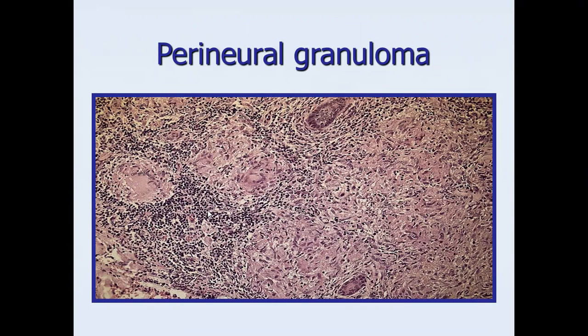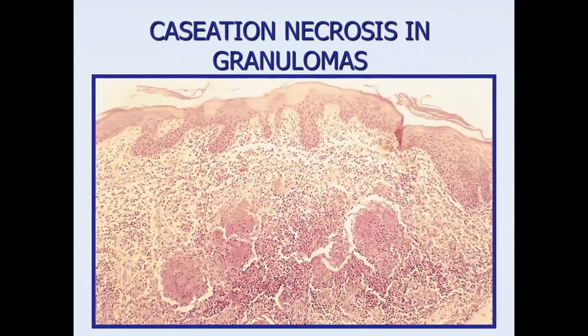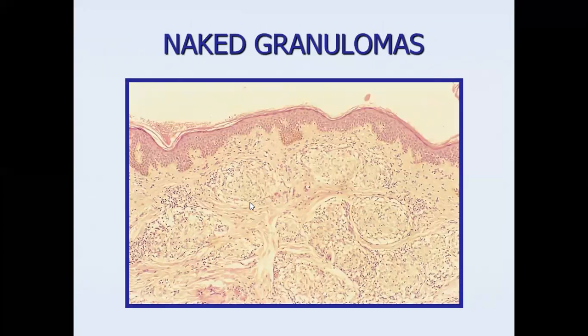Granulomas may be seen surrounding the nerves, and these perineural granulomas are a typical feature of tuberculoid leprosy. The granulomas can be associated with caseation necrosis, which is structureless, and the granulomas are seen surrounding this caseation. Caseation necrosis is seen in lupus vulgaris, scrofuloderma, and other cutaneous tuberculosis. These granulomas can be very discrete and clean without much inflammatory cell infiltrate, and such granulomas are called naked granulomas and are seen in sarcoidosis.